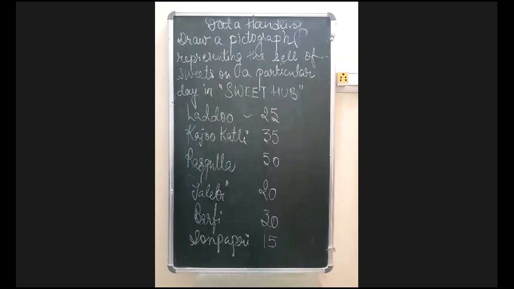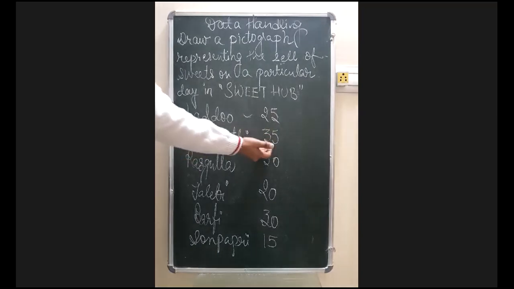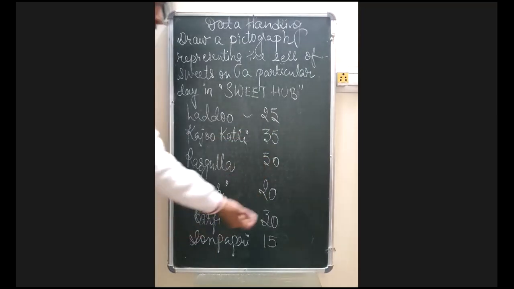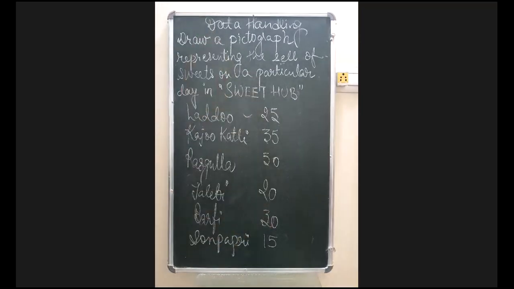As you all can see, we have different kinds of sweets: laddu 25, kaju katli 35, rasgulla 50, jalebi 20, barfi 30, and son papdi 15. Now you can see the data which is written here. Some are full numbers like 50, 20, 30, and there are some like 25, 35, and 15. So how will we represent this?